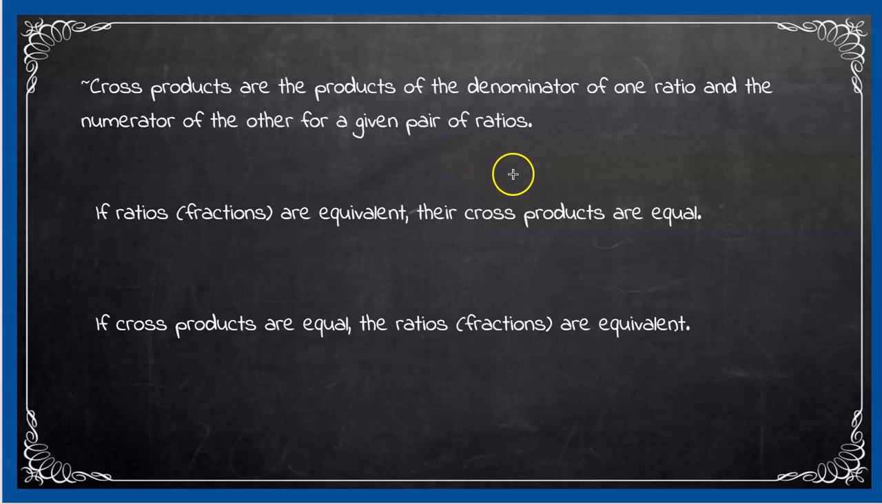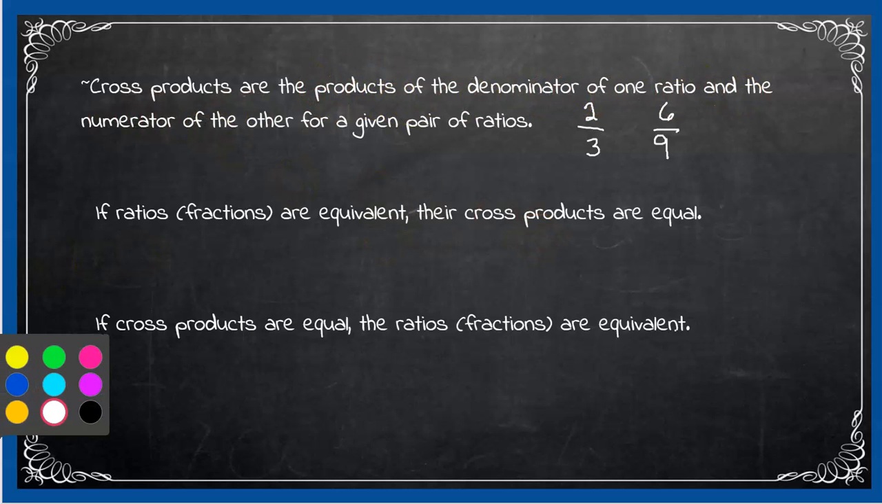So when we're talking about cross products, we're talking about ratios that are written as fractions. So for example, cross products are when you have two fractions, and they can be equivalent, but they don't have to be. Let's say you have a fraction like 2/3, and you're trying to find out if it is equivalent to the fraction 6/9, and you're not sure. But what you can do is use cross products to determine whether these two ratios or fractions are equal to each other.